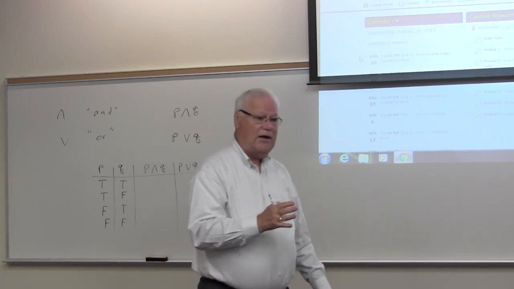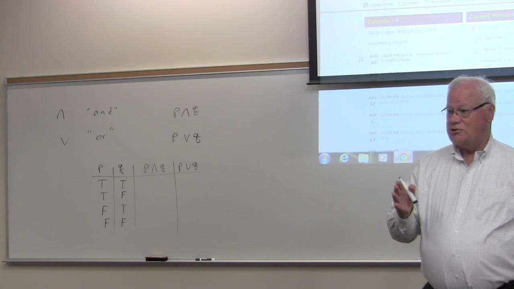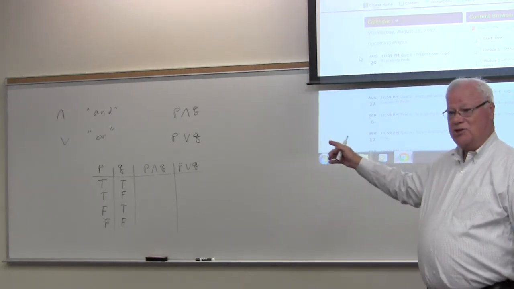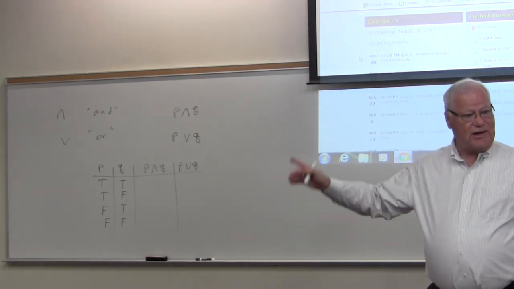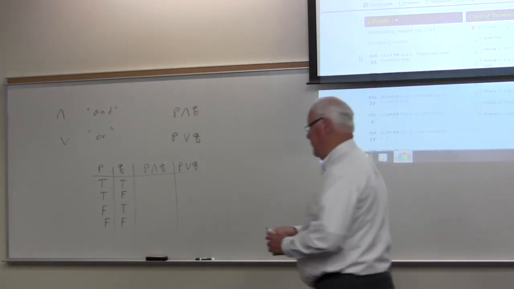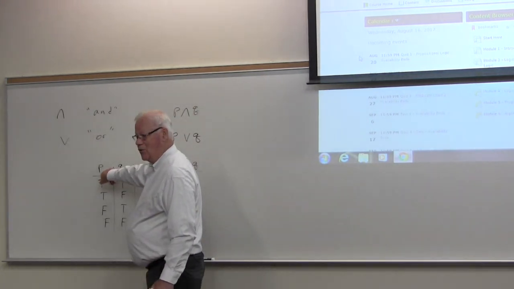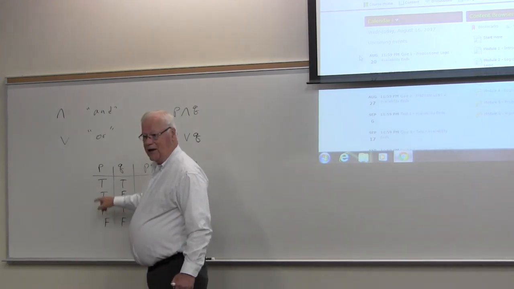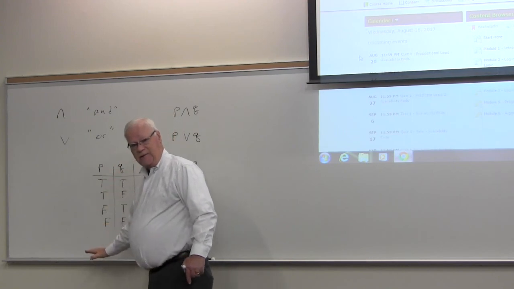Okay? All right, now, of course the rule is you take the number of simple propositions, and the number of rows is 2 to that power. So I have 2 here. 2 to the second power is 4. 1, 2, 3, 4 rows. If I had 3, 2 to the third is 8, then you would have 8 rows.